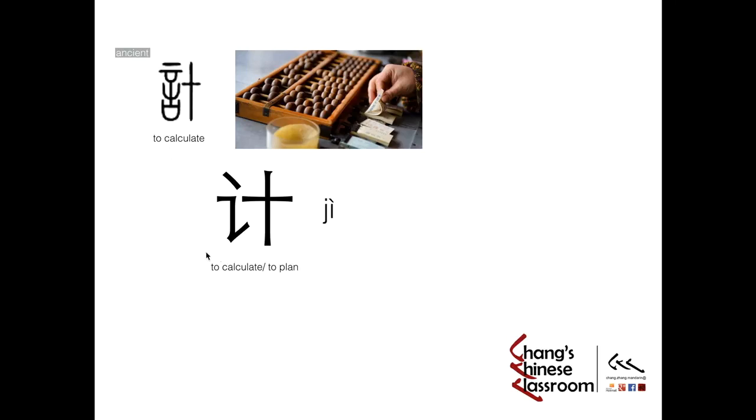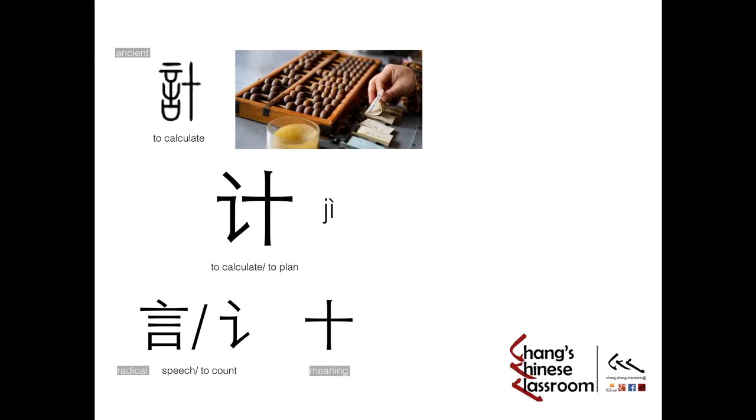It remained the same meaning, to calculate, and also evolved from the meaning to calculate to plan. And modern characters, same structure, exactly the same. Vocabulary, 计划. 计 means to plan, and 划 means to separate jobs, to make division. So altogether also means plan. And next one, 估计. 估 means to guess, and 计 means to calculate. To guess and to calculate altogether, to estimate.